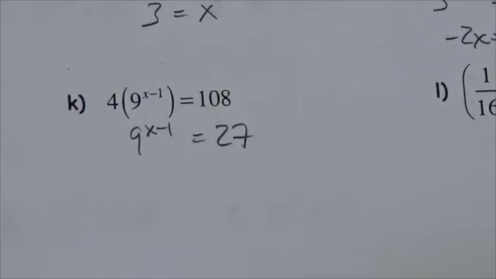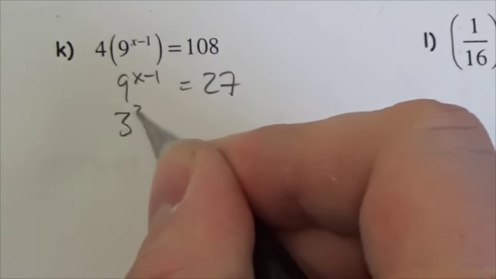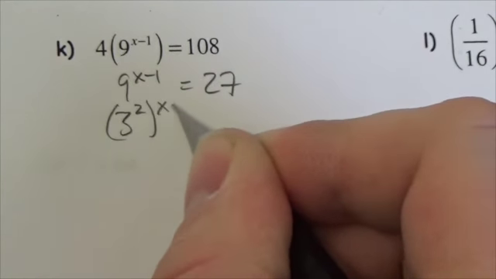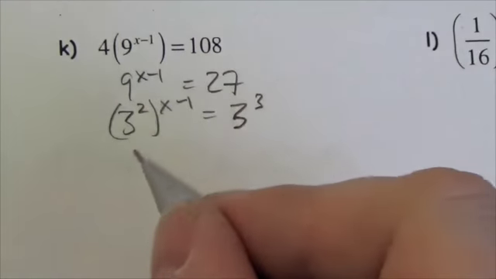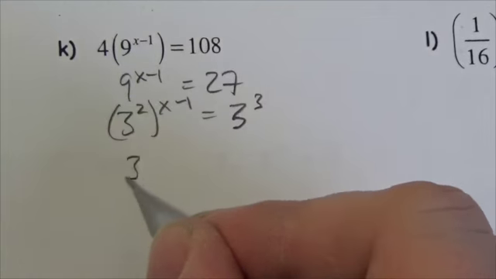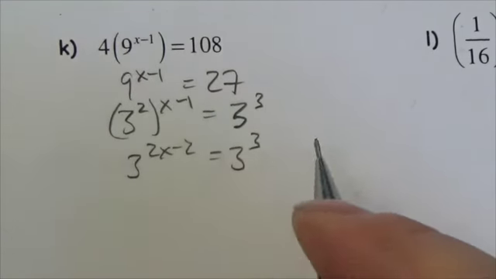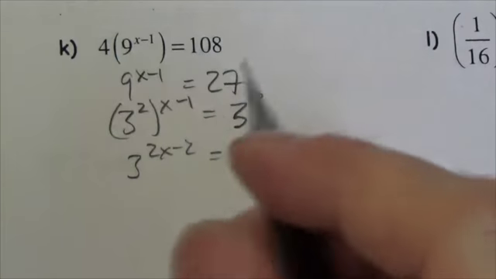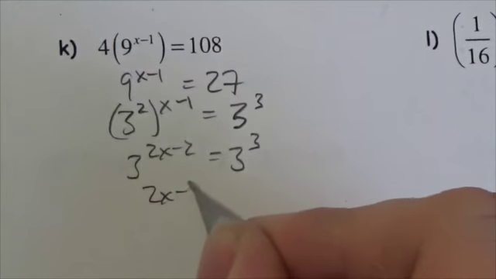Well, I like those numbers. I've already worked with those several times. 9 is going to be 3 squared, still to the x minus 1. And 27 is going to be 3 cubed. Distribute the exponent through, so 3 to the 2x minus 2 is equal to 3 cubed. Power equals power, and the bases are the same, so the exponents must be the same.